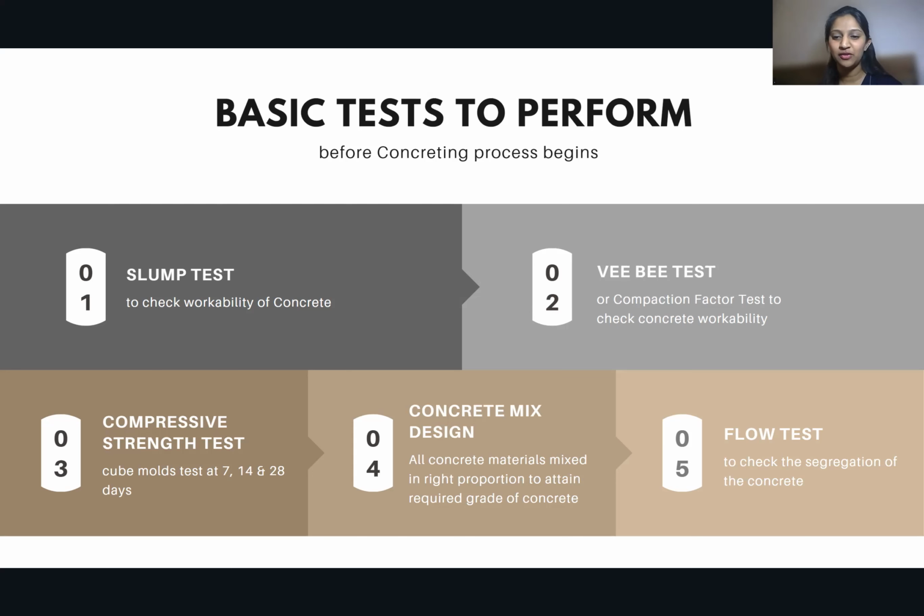And then finally, the flow test. This is completely to check for segregation. There are multiple components in concrete. We have to see whether all of these components are getting segregated, and at what rate of flow this particular concrete gets segregated. So in this test, we will be performing a flow test.